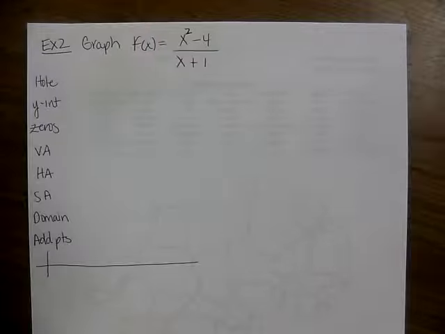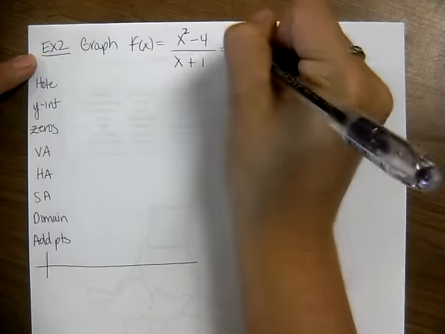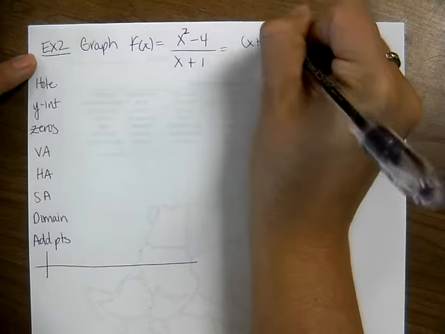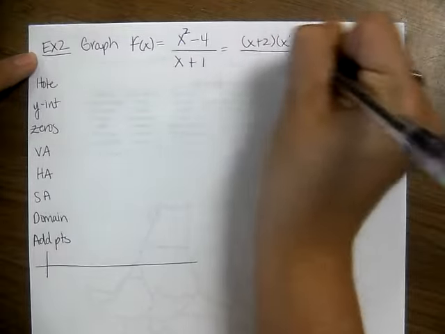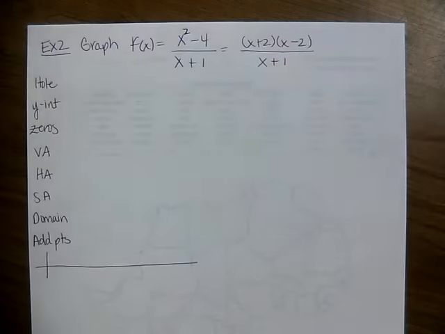Okay, so the very first thing I'm going to do is factor. I'm going to see if there's a hole. So I factor the numerator into (x + 2)(x - 2), and then my denominator is x + 1. Is there a common factor this time? No, that means that there is no hole this time.